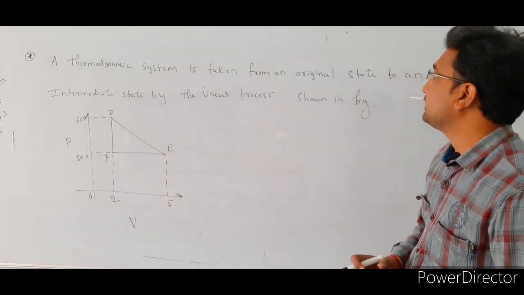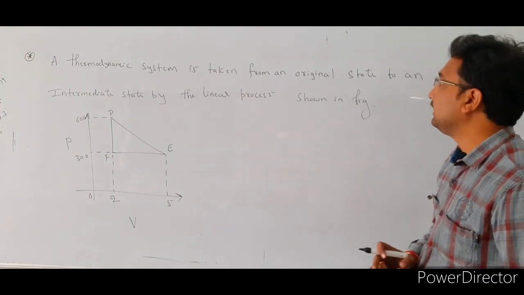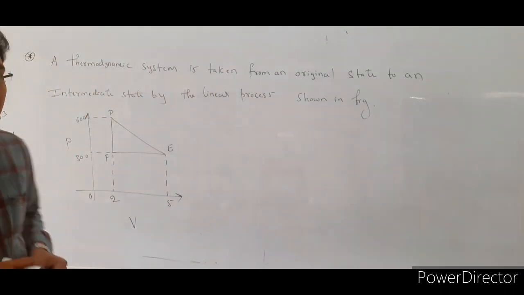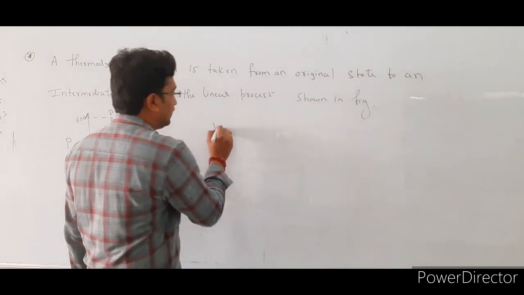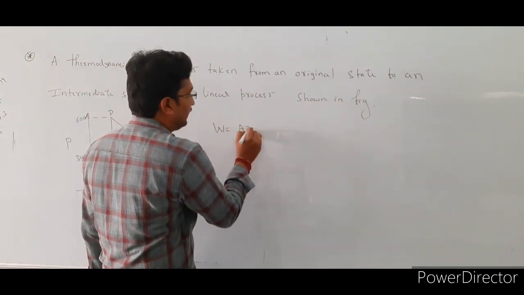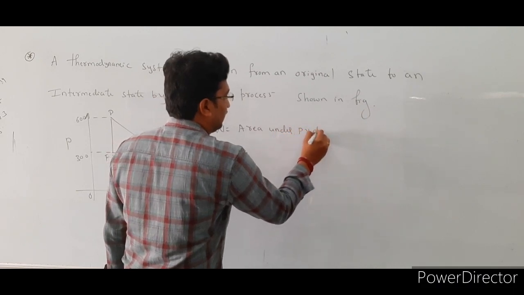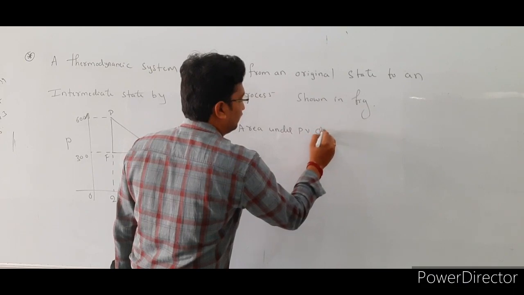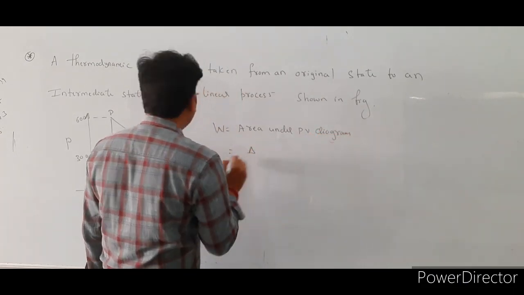A thermodynamic system is taken from original state to an intermediate state by the linear process as shown in the figure. So find out the work done. Already we know that the area under the PV diagram gives the work done. So then W is equal to the area under the PV diagram, right?